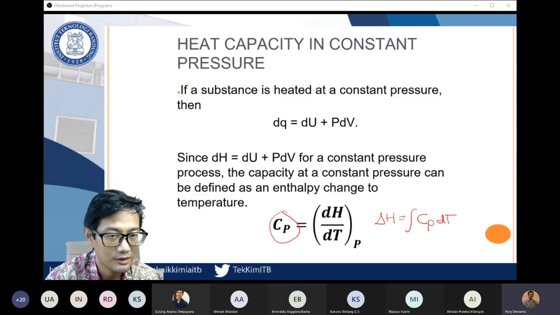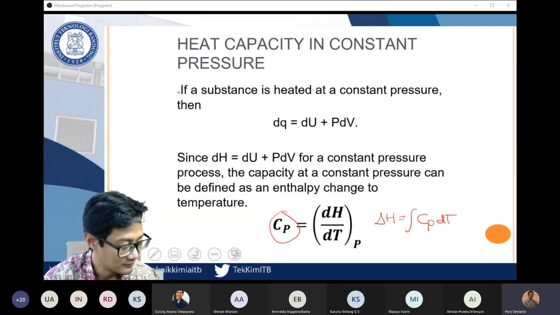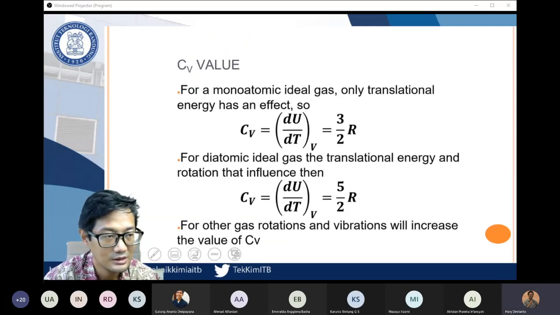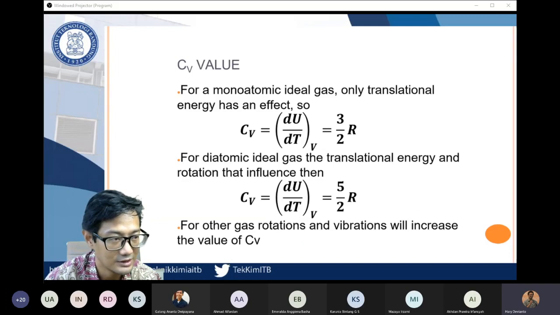For undergraduate programs, most of the calculation would be based on ideal gas, even though you will learn how to evaluate based on real gas. But most of the time, the calculation would be based on ideal gas. Now, let's go into detail regarding the Cv value. So Cv is at constant volume.